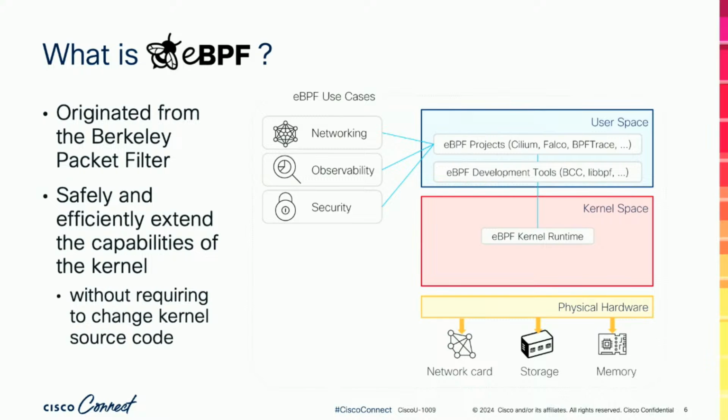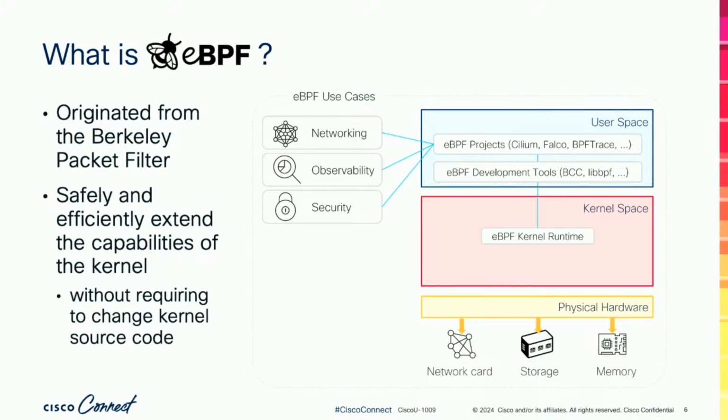It originated from Berkeley Packet Filter technology. Originally, the acronym stood for Extended Berkeley Packet Filter, although that acronym has been dropped, and it's just now called eBPF because it can do so much more than just packet filtering. It's a safe and efficient way to extend the functionality of the kernel and add new additional capabilities into it without requiring any changes to the kernel code. If you ever try to change kernel code, it's a very complex, difficult, and highly not recommended process to do. And that's where eBPF comes in.